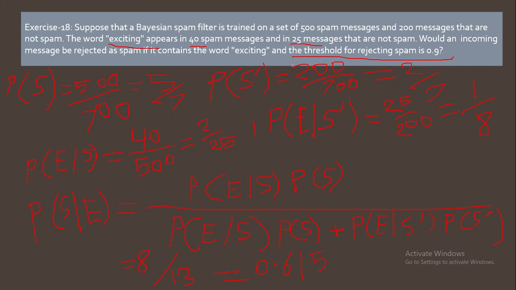And the threshold, if we see the question, it is said that the threshold for rejecting spam is 0.9. That means if we need to flag or reject that message as spam, then the probability of that message being spam has to be greater than or equal to 0.9. But our probability of this message being spam is 0.615, which is less than 0.9, right? So this message will not be rejected as spam.